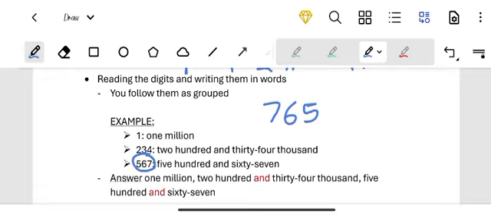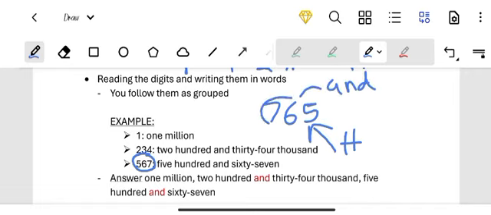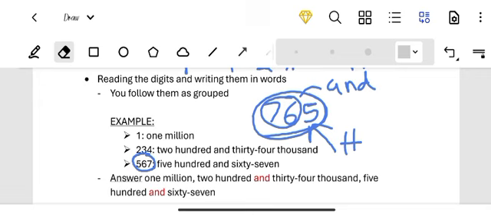I'm going to say 500, and why do I insert an "and"? Because these two are the last remaining numbers from my group here. Whenever you're dealing with 3 numbers, you're going to state, okay, I have 500 and the next 2 numbers, which is 67. It's the same with the one that I've provided up here.